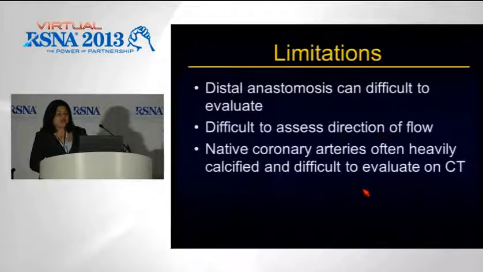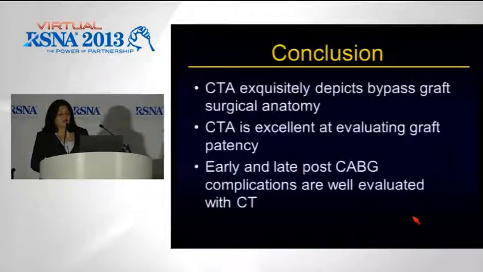The direction of flow at cath is something we don't see at CT, and it can tell us that the graft may be in jeopardy. And the native coronary arteries in these patients are really difficult to evaluate. They are heavily calcified. These patients have a heavy atherosclerotic burden, and so oftentimes, if they need to evaluate those, cath would be the best thing to do.